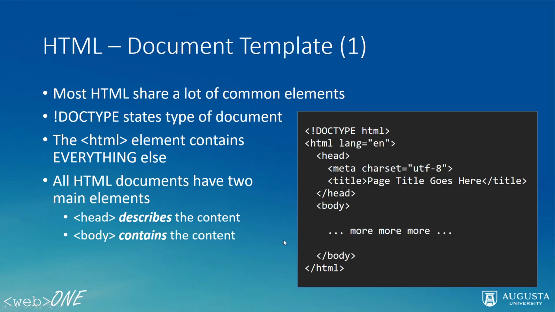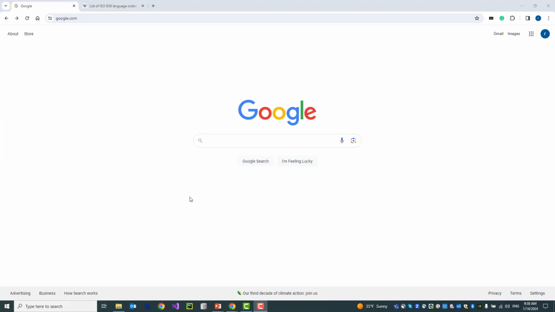In this class, to create a web page, we use Visual Studio Code. Visual Studio Code is a development tool developed by Microsoft. It's a free tool and you can install it on Windows, Unix, or Mac systems. Let's start with installing Visual Studio Code.